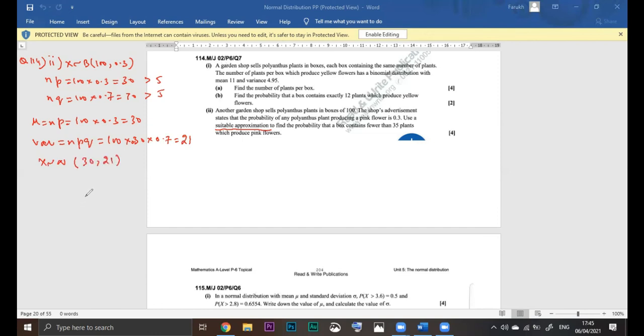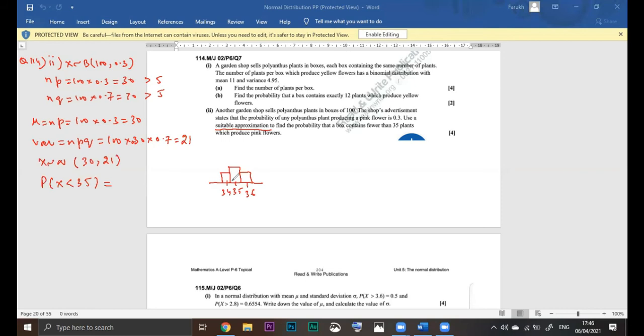We want to find the probability that the plants are fewer than 35. First of all, we will apply the continuity correction. Sameer, what is the method to apply the continuity correction? Sir, by drawing 3 rectangles. Okay, we will draw 3 rectangles. In the middle, it is 35. In the neighborhood, 36 and 34.